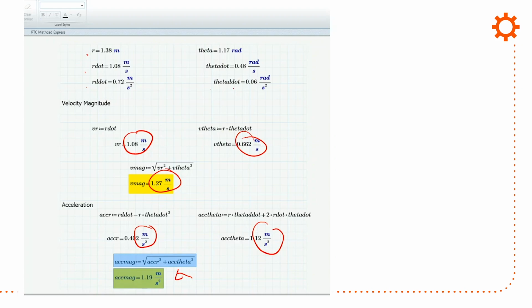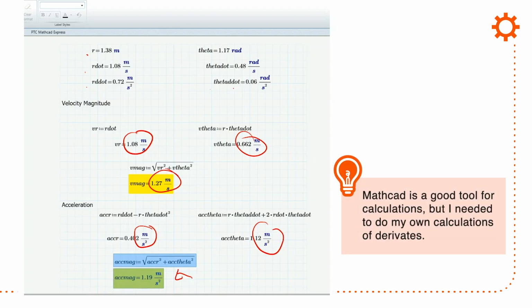Again, not a big deal. This is not a complex one. You've done it. You can do this in your head too, but it's a good tool for calculation. But I needed to do a lot of the legwork for this.